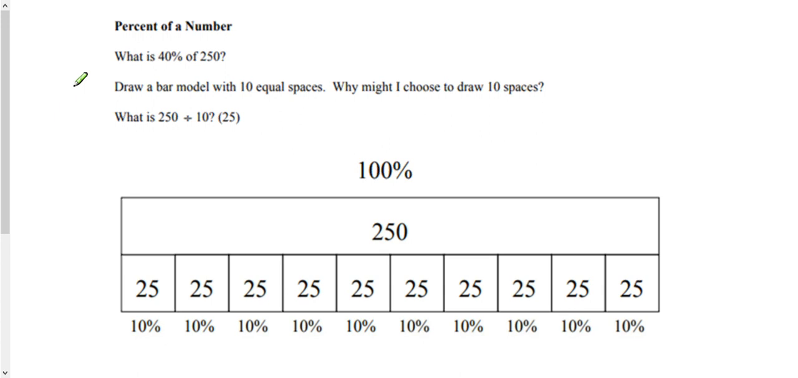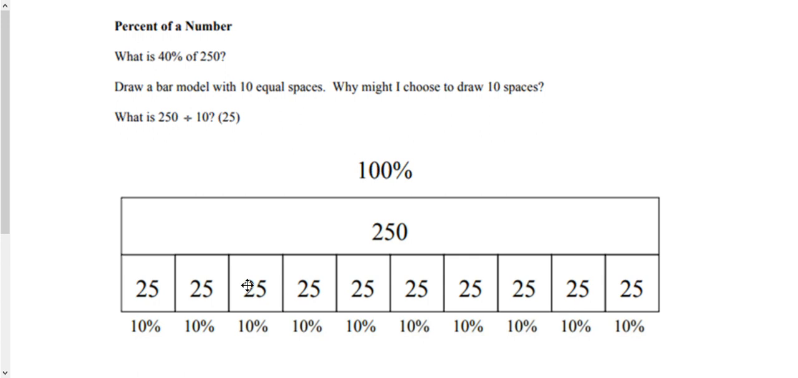down. So it says, what is 40% of 250? Draw a bar model with 10 equal pieces. Why might I choose to draw 10 pieces? Because the whole thing is considered 100%. So if we divide it into 10 equal pieces, there'll be 10% each. And then we know we want 40%, so 40% would be 4 of these pieces.